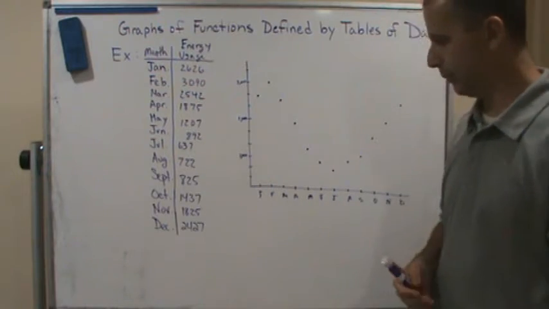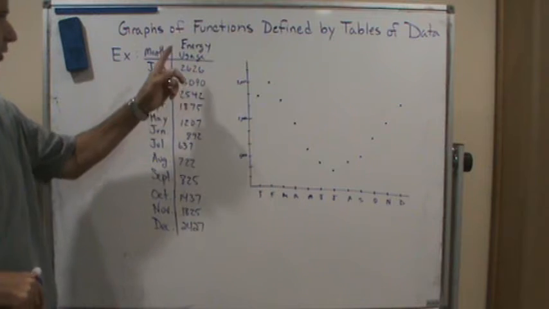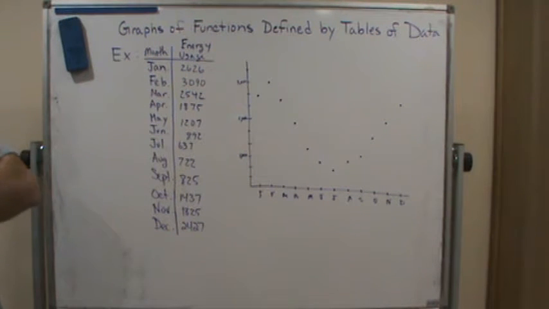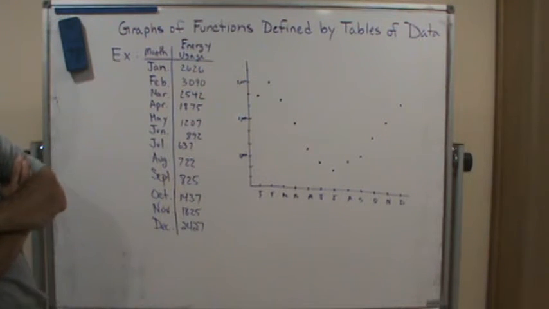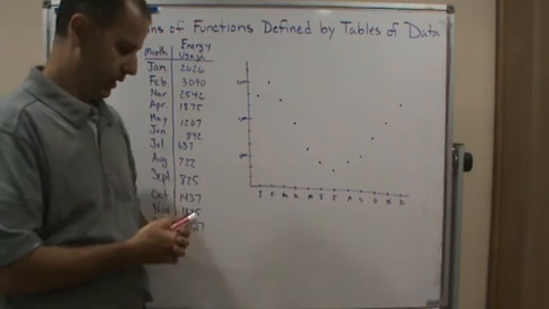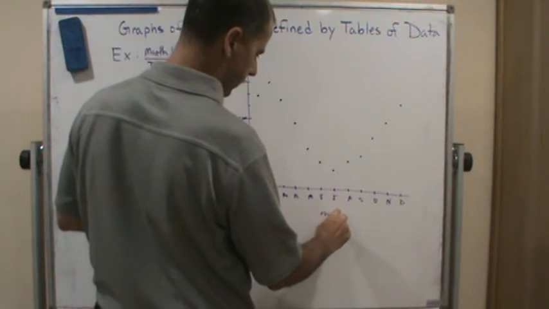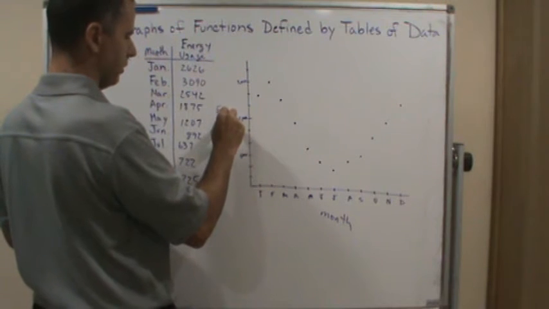And so for example, I might have something like this. In this example we have energy usage by month. So this is based on an all-electric house. And so we have this data set, so we plotted these on a graph, a scatter plot. And so this is month, and this is the energy usage.